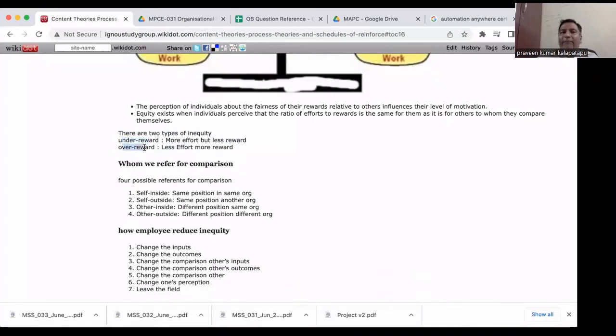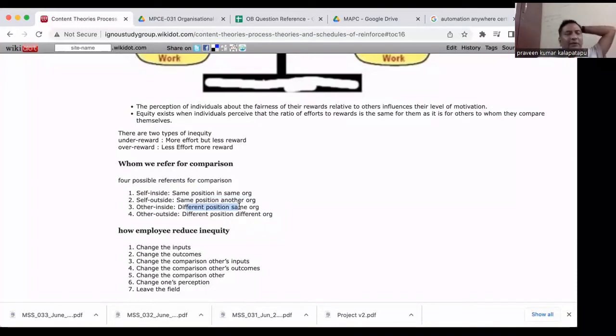Or over-rewarded. I might be happy thinking that I am putting in less effort, but still I am getting rewarded. Right? These are two kinds of things. And there are 4 possible comparisons that I could actually do. Maybe I'm comparing with the same peer or colleague who is doing the same position within the same organization, which is self-inside. Or maybe I can compare with the same position but some other organization, which is self-outside, right? And I can even compare with a different position but the same organization.